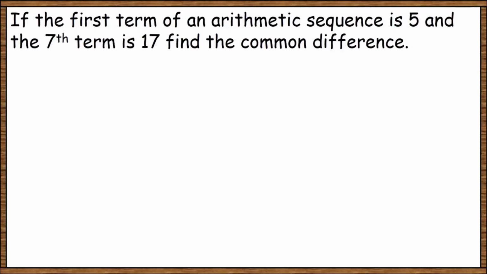Exercise 3. If the first term of an arithmetic sequence is 5, and the 7th term is 17, find the common difference. Tingnan natin ang mga given. Given na ang ating nth term pati ang position nito. Kaya, a sub 7 is equal to 17. Ang first term natin ay 5. Samantalang ang n natin ay 7. Common difference ang ating hahanapin.